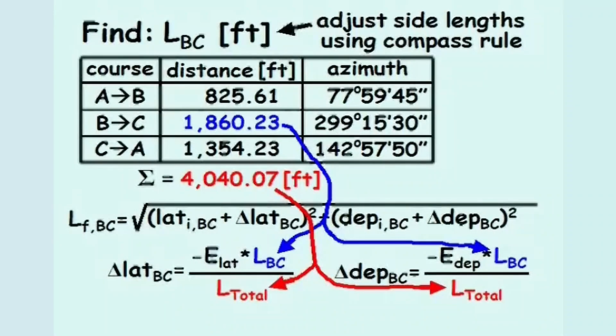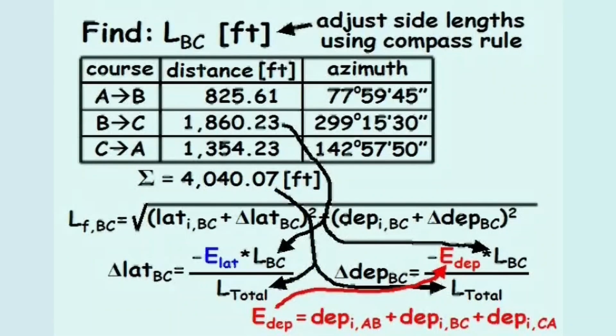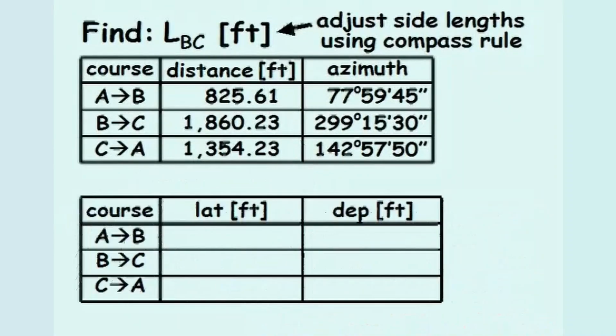The error in closure for the latitude equals the sum of the initial latitude measurements for all courses in the closed traverse, and the error in closure for the departure equals the sum of the initial departure measurements for all courses in the closed traverse. Next, we'll determine these initial latitude and departure values.